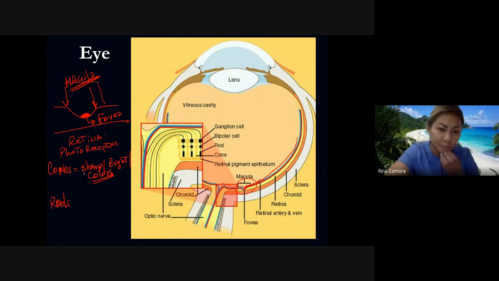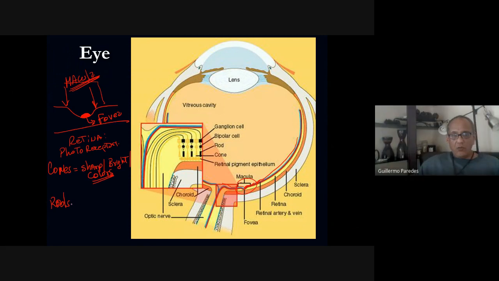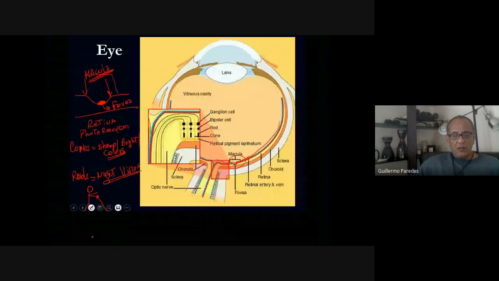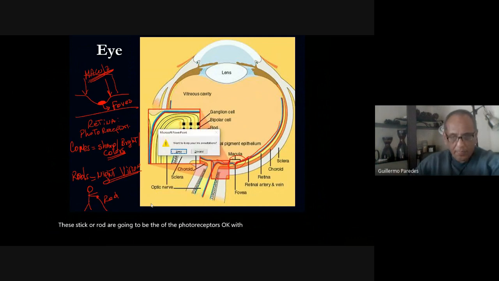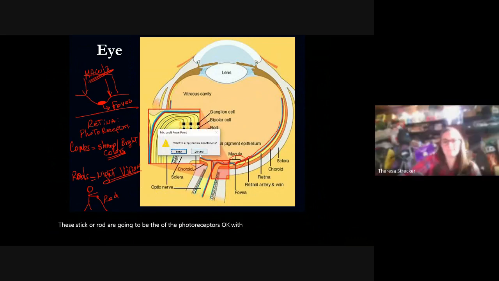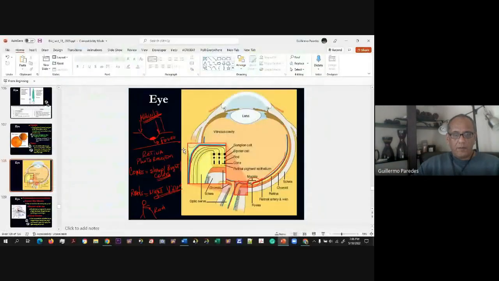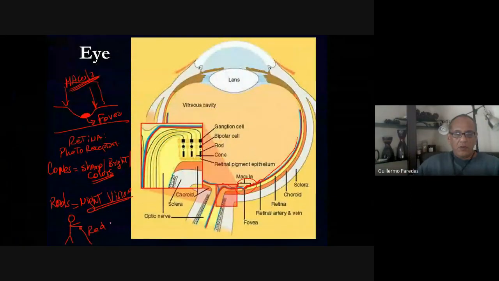Yeah. Now, the rods are going to be for night vision. Night vision. How to remember the rods are for night vision? Rods. You have a person here that is walking with some stick. This stick or rod is going to be the rods of the photoreceptors. You okay with that? Yes. All right, so this is the rods, night vision.